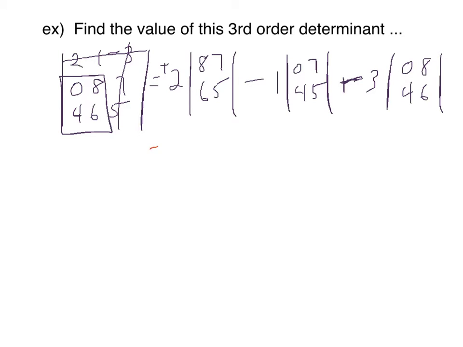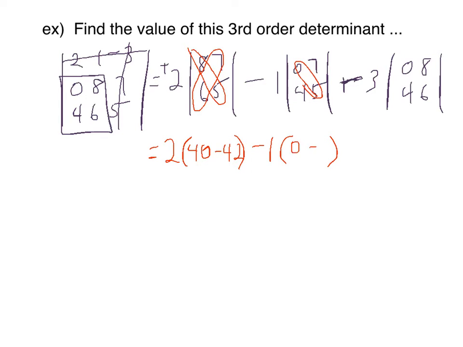Here we go. I have 2 times... Well, how do we figure out a 2 by 2? It's going to be the product of this minus the product of this, which gives us 40 minus 42. Minus 1 times. I get 0 times 5 is 0, minus 4 times 7 is 28. Plus 3 times this one, which is 0, minus this one, which is 32.